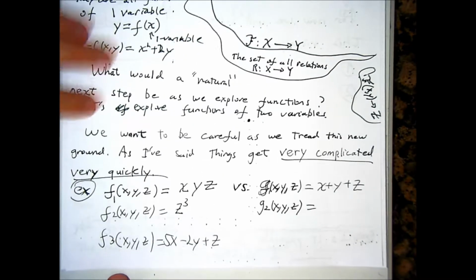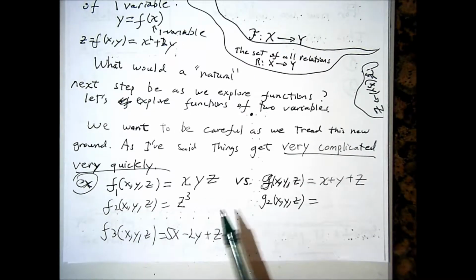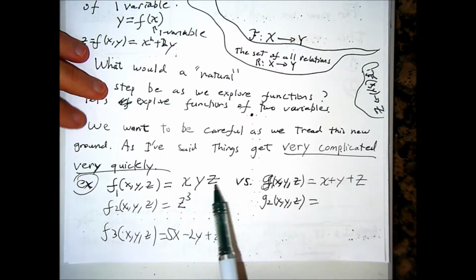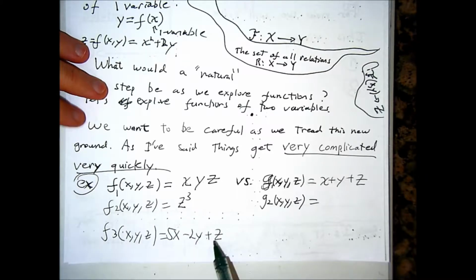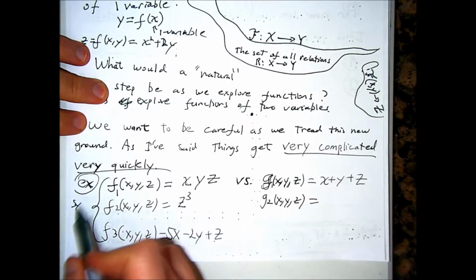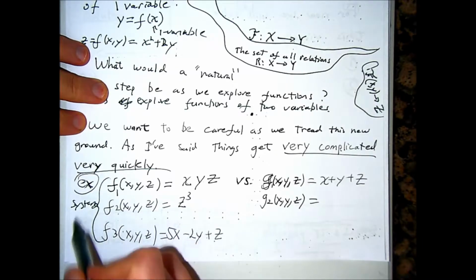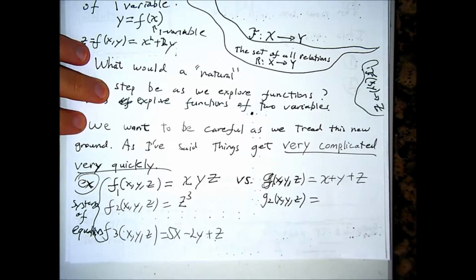So here's an example to illustrate what I mean. I have three functions listed here, each of three variables, x, y, and z. So x times y times z, z cubed, and 5x minus 2y plus z. This is what we would call a system of equations, right?